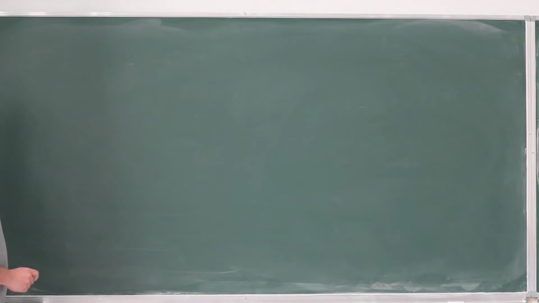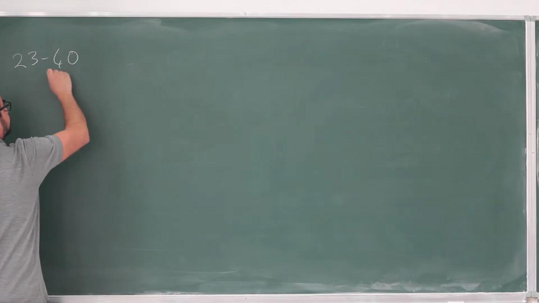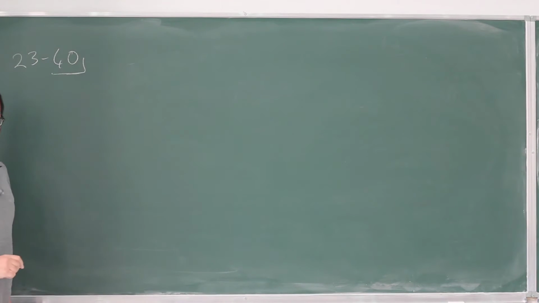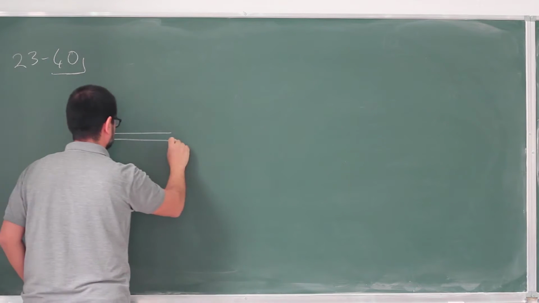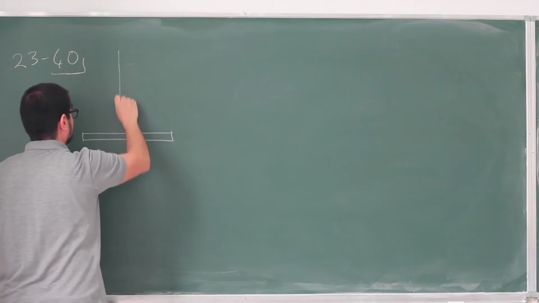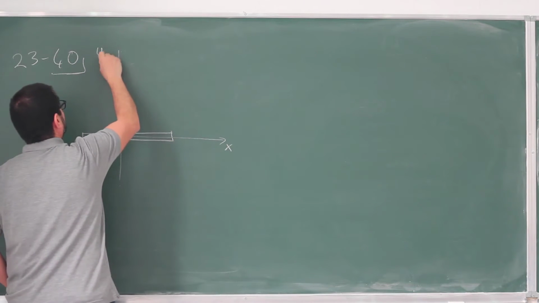So I'm going to look at problem 40 from chapter 23. And this is another problem where you calculate the potential due to a continuous charge distribution. You have a rod, and they put this on the coordinate axis like so.